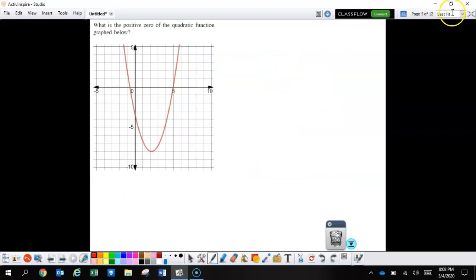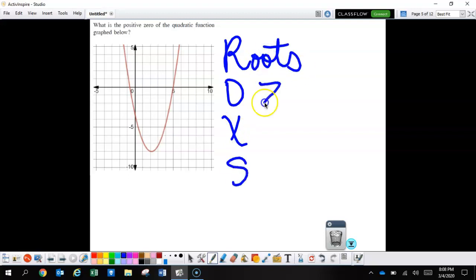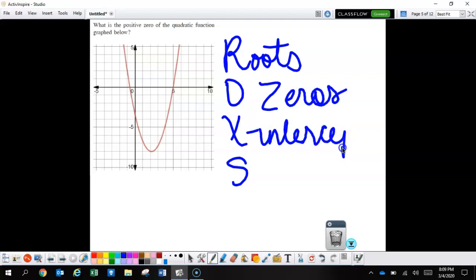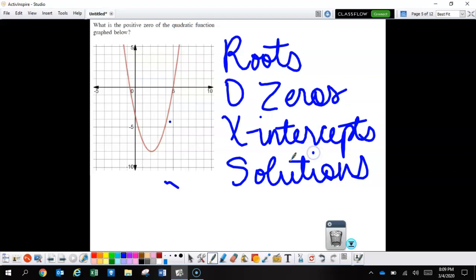What is the positive zero of the quadratic function graphed below? Okay, so again, ROOTS is something you need to remember. Roots, zeros, x-intercepts, and solutions. So if they're asking for the zero, that means they're asking for the x-intercept. And they want the positive one. So that's going to be right here, which is 5. So here my x-intercept or zero or root or solution is x equals 5.